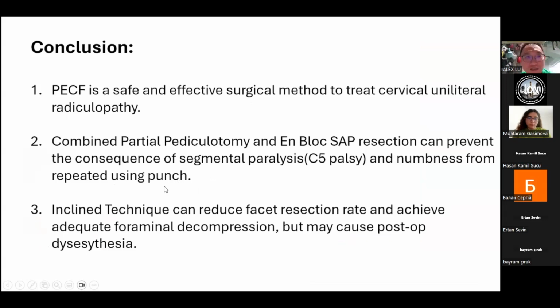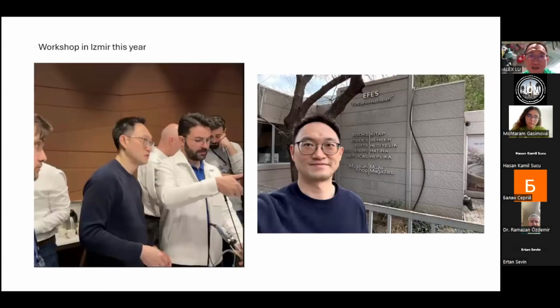So my conclusion is PECF is safe and effective surgical method to treat the unilateral radiculopathy, and combine my partial pediculotomy and the en bloc medial SAP resection can prevent the segmental paralysis, C5 palsy, and the numbness after the surgery, dysaesthesia. And incline method also it can reduce the facet joint resection, and also can create adequate foraminal decompression, but may cause postoperative dysaesthesia due to the inclined inevitable touching the nerve roots. So that's my conclusion.